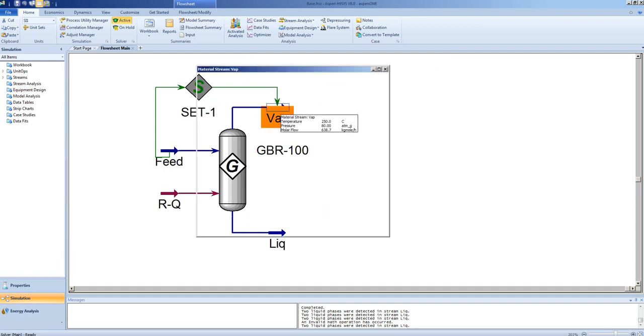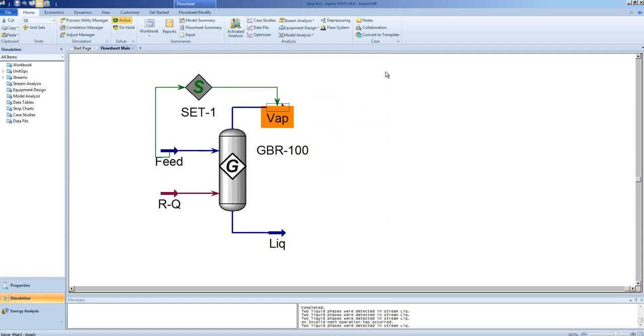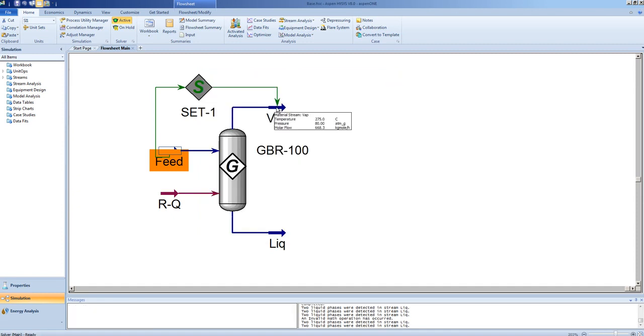We can now look at the ammonia composition. Note slightly better performance, but marginally better. There is still nitrogen present, so we have not used up all of the nitrogen there. Now, when we change the feed temperature, automatically the set block will change the vapor temperature to 275 degrees.